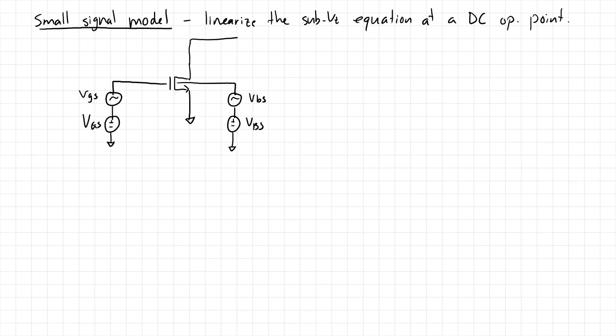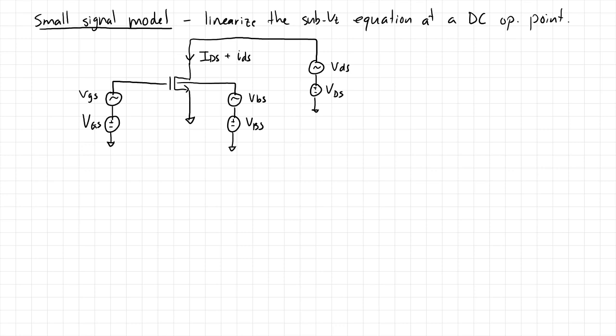And on top, we have a VDS source that we're going to add here. And you would never run a circuit like this, otherwise the circuit isn't all that useful. This is just for characterization purposes. And we say that the current running through here is the DC current, I DS, plus little i DS representing the AC current.